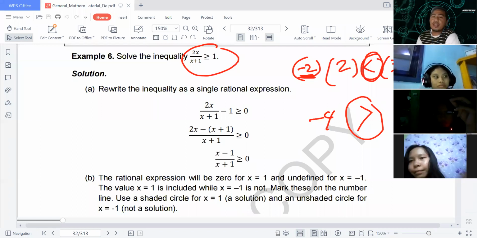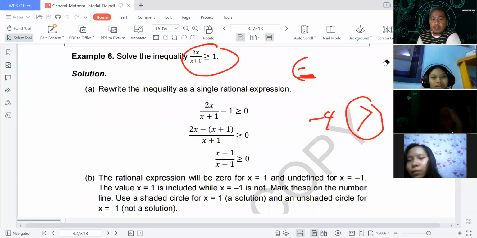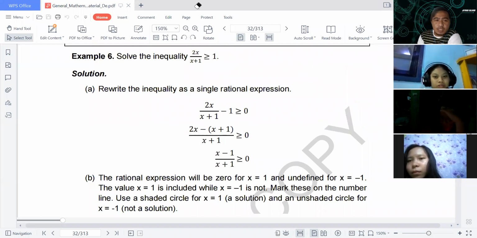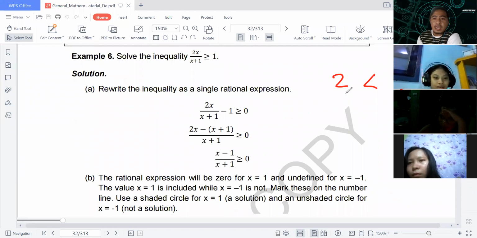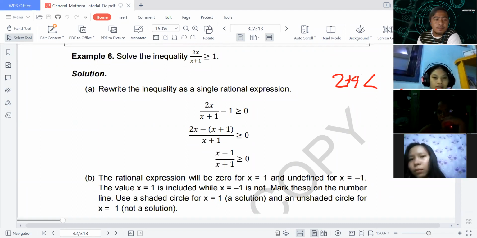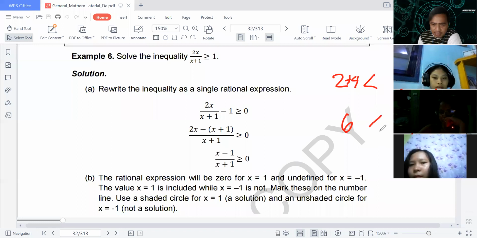Another thing. How about if I add? Okay, I will erase everything here. We will use the same: 2 is less than 3, right? If I add 4 here and I add 4 here, what's the answer here? 6. How about here? 7. Can I still use the less than? Yes, sir. The inequality is not affected if you add a positive number.